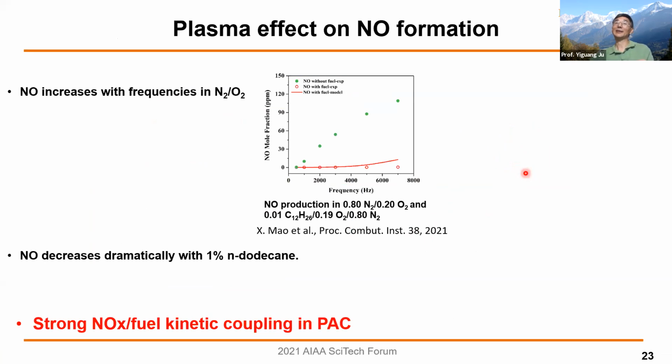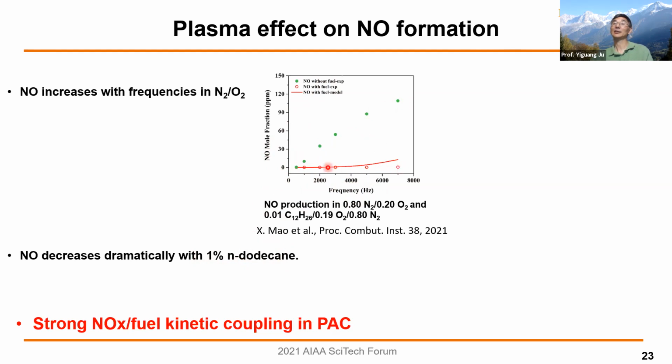And also plasma effect on NO. We did some experiments in the last symposium paper with 1% n-dodecane in air. In air alone, when you increase the plasma frequency, you can see that NO is increasing because of plasma-assisted NOx formation. But if you input 1% n-dodecane into it, you see that NO almost disappears.